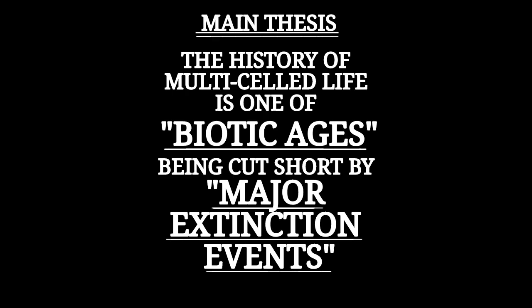The history of multi-celled life is one of successive, biotic ages being cut short by major extinction events. I believe I have adequately justified that position. After describing the underlying processes, I periodized the last 575 million years into 8 biotic ages, separated by 7 major extinction events. I then showed the processes I described earlier in action. I have looked at all 8 biotic ages, but I really want to focus on the 2 most recent.